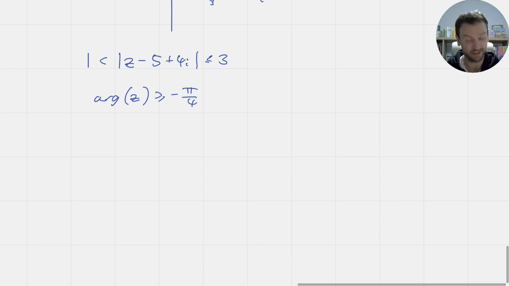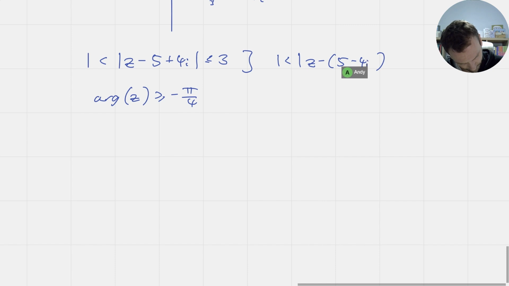First thing, before I even draw an Argand diagram here, I want to rewrite something about this first one. I've given you this question without brackets. Let's rewrite it and put brackets in. So we can rewrite this as mod z subtract (5 subtract 4i) is less than or equal to 3.